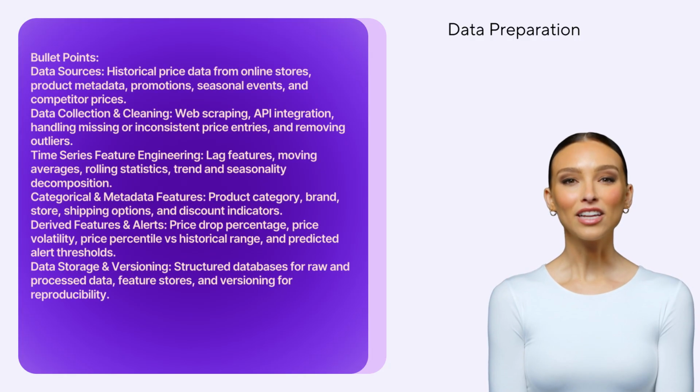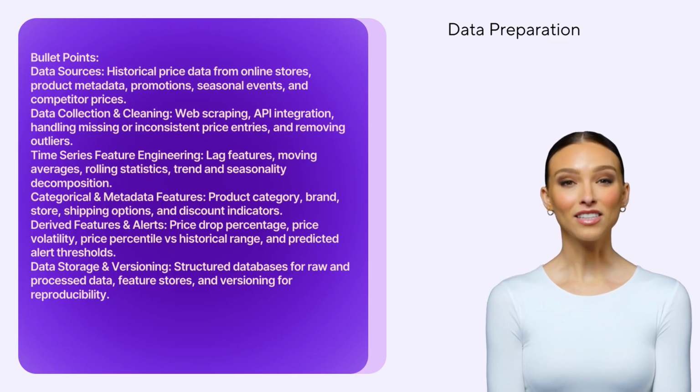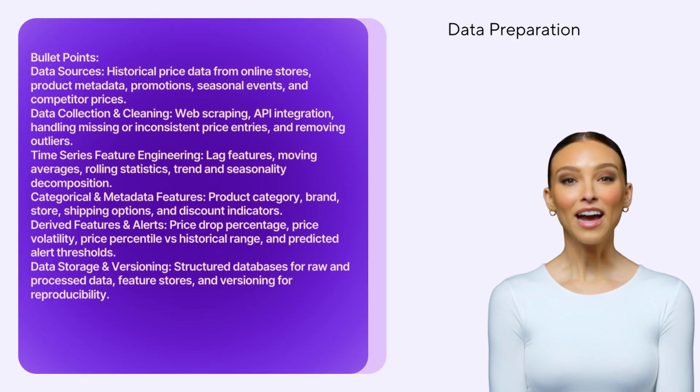Let's dive into data engineering and feature engineering for our price tracking system. 1. Data sources. The first step is identifying and collecting relevant data. This includes historical prices from online stores, product metadata such as category, brand, and SKU, information about ongoing promotions or seasonal events, and competitor prices where available. Combining multiple data sources ensures that the model captures the full context that influences price changes.